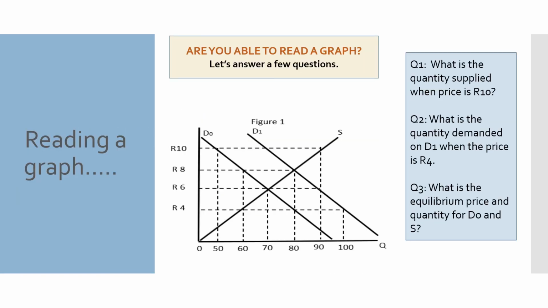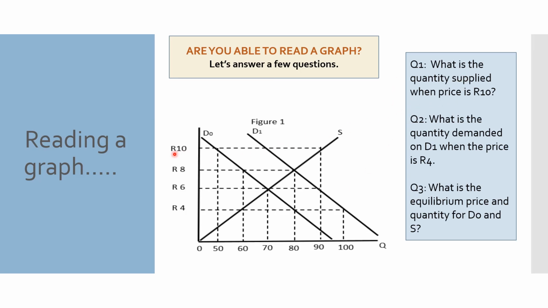Now I want to check that you can read a graph. So for example, if you were given something like this, now with numbers in, notice we were working conceptually before without our numbers. Now we just want to check, are you able to read your actual graph? Let me grab my laser. There we go. So first question, what is the quantity supplied when the price is 10 Rand?